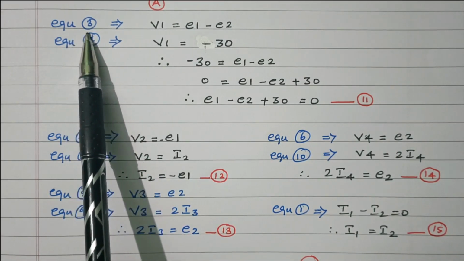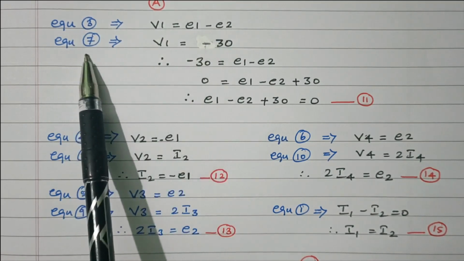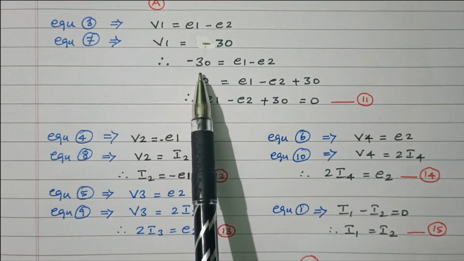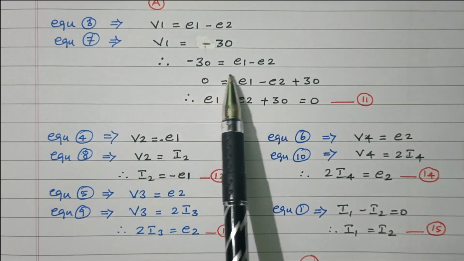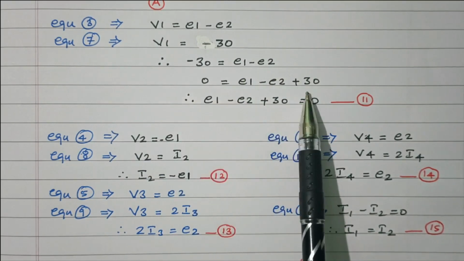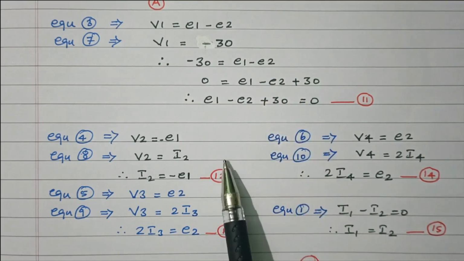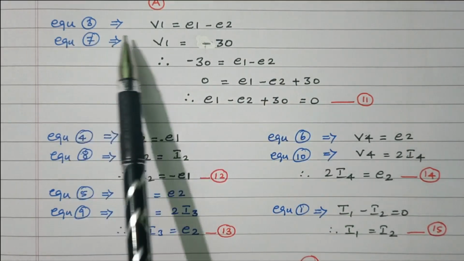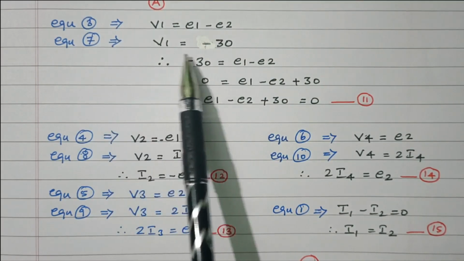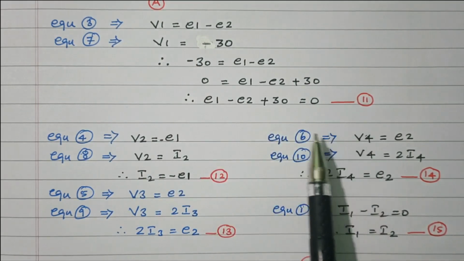First we will take equation 3, that is V1 equal to E1 minus E2. But in equation 7 we have V1 equal to minus 30. The value is available, so we can replace V1 with minus 30. So minus 30 equal to E1 minus E2. Bringing minus 30 to that side, it becomes plus 30, that is E1 minus E2 plus 30 equal to 0. Equation 3 is V1 equal to E1 minus E2, and in equation 7 the V1 value, minus 30, is substituted, and we frame one more equation, equation 11.